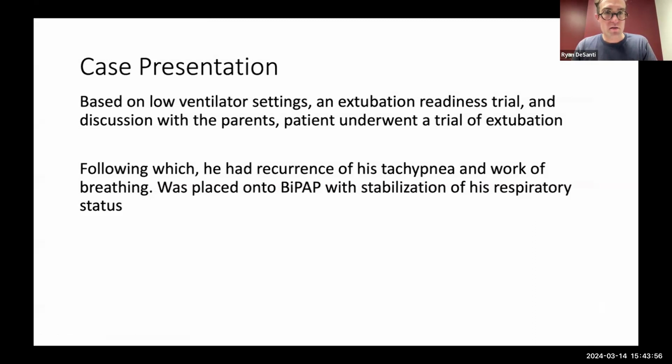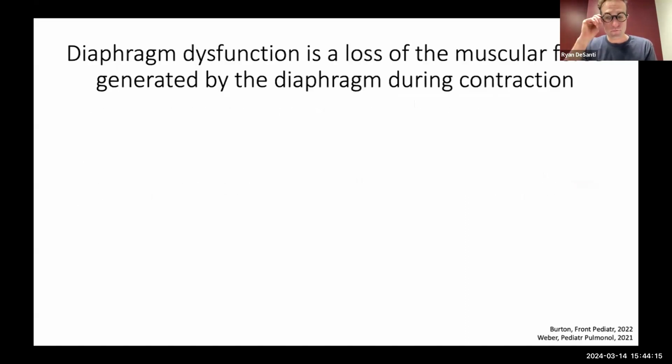So back to the case, based on low ventilator settings, extubation readiness trial and discussion with the parents, the patient ended up undergoing a trial of extubation, following which he did have recurrence of his tachypnea and work of breathing and was placed onto BiPAP with stabilization of his respiratory status.